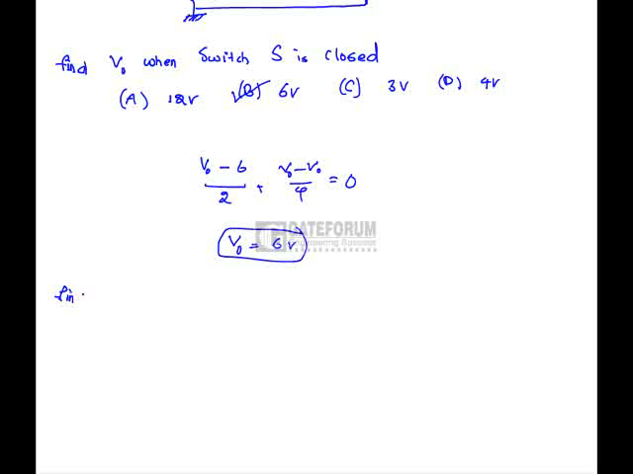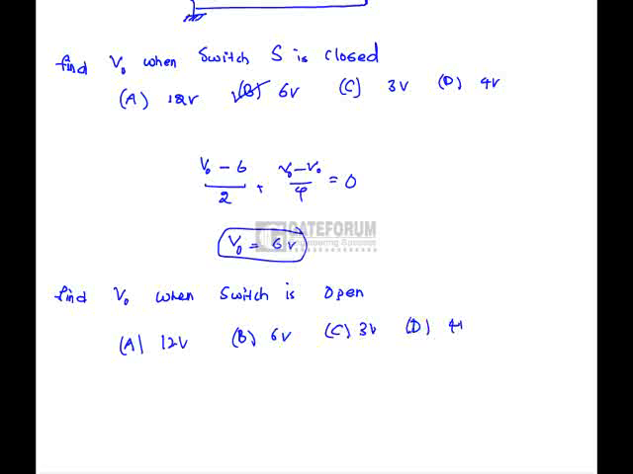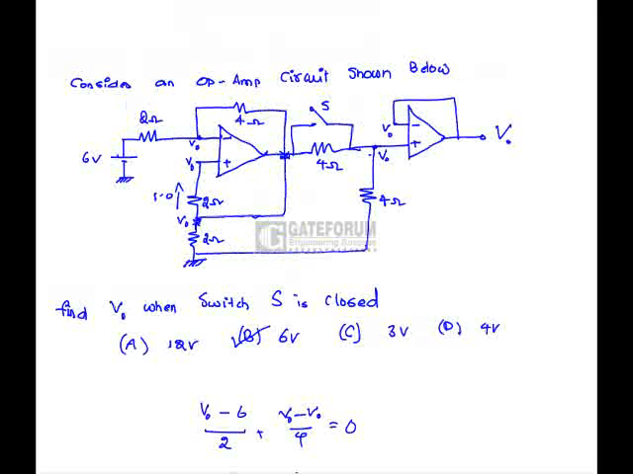Similarly, find V0 when the switch is open. Options are A 12 volts, B 6 volts, C 3 volts, D 4 volts. When the switch is open, this node potential is V0, now also V0, but because of this resistor, this node potential is not equal to V0.